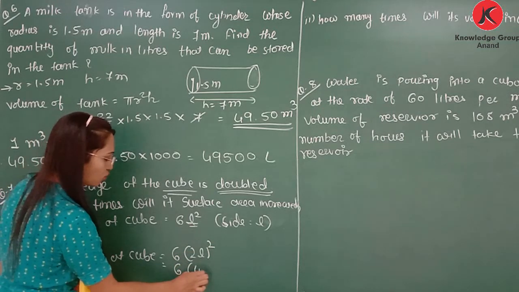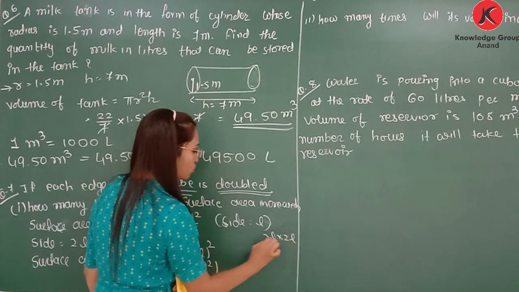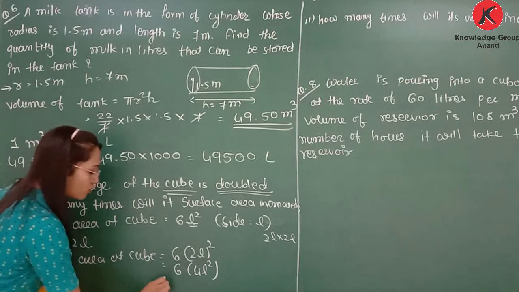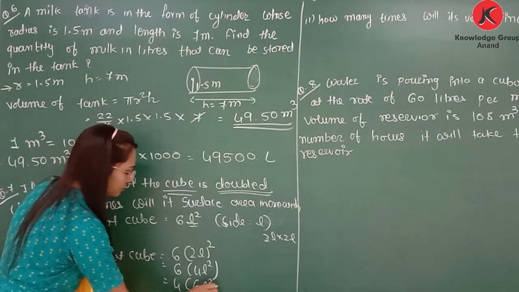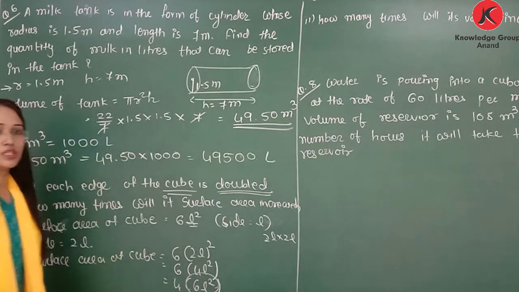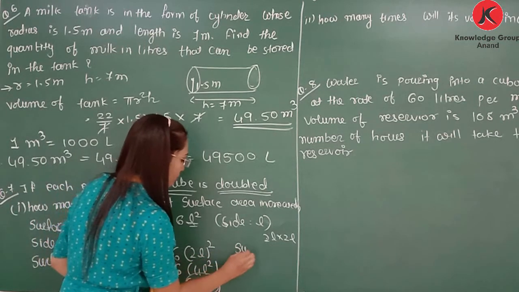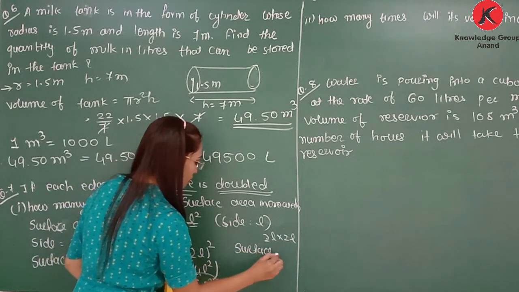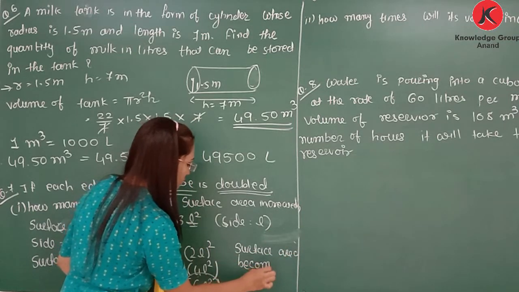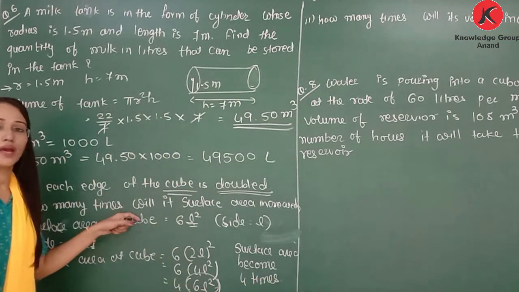For the cube, that is 6, and instead of L we will write 2L. 2L square means it is 4L square: 2L multiplied by 2L, so 2 times 2 is 4, L multiplied by L is L square. So it is 4L square. Now take 4 outside and 6 inside. So it is 4 times the original surface area of the cube. So surface area becomes 4 times if we double the size.